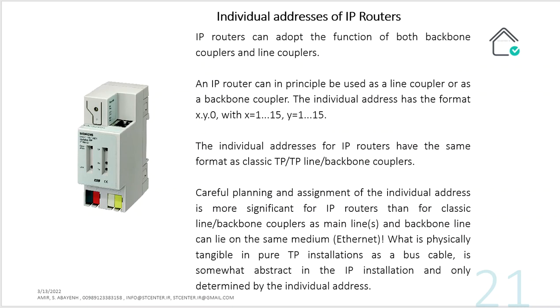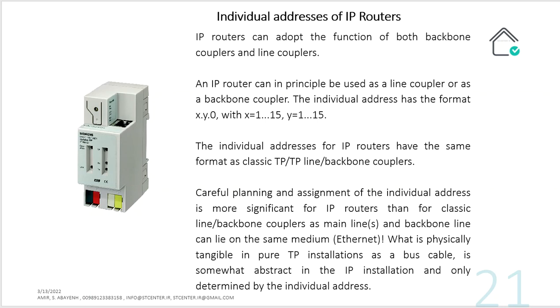Individual address of IP router. An IP router can adopt the function of both backbone coupler and line coupler. An IP router can in principle be used as a line coupler or as a backbone coupler. Okay, so really it is the same in physical address. The individual address or physical address for an IP router has the same format as what we have in TP-TP couplers.